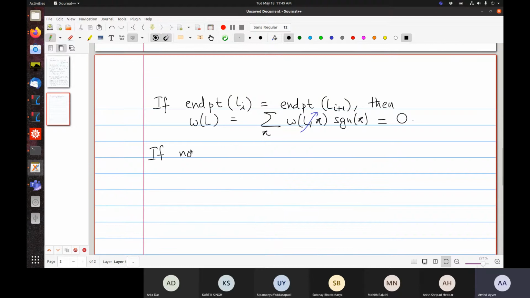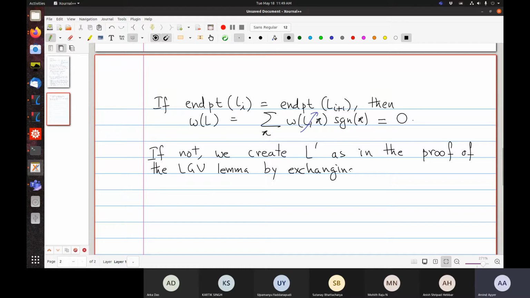If not, we create L prime as in the proof of the LGV lemma, by exchanging the paths of Li and Li plus 1 after the intersection. Okay, that is one part.